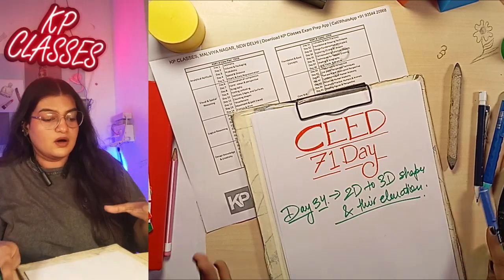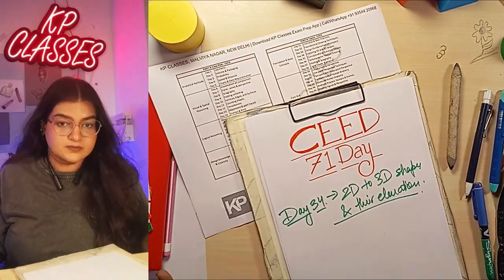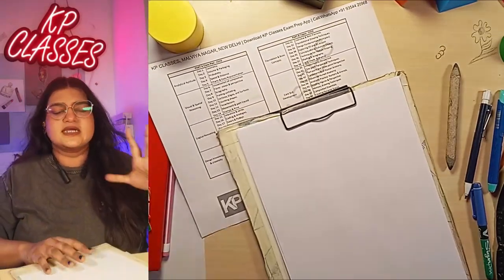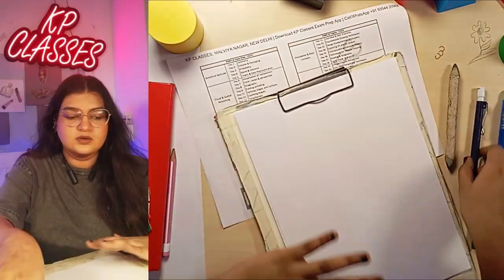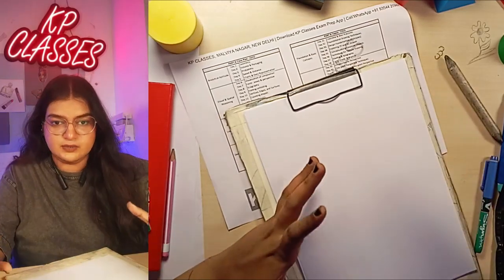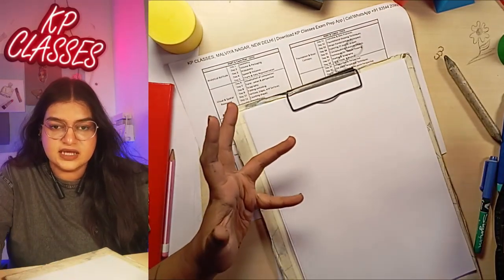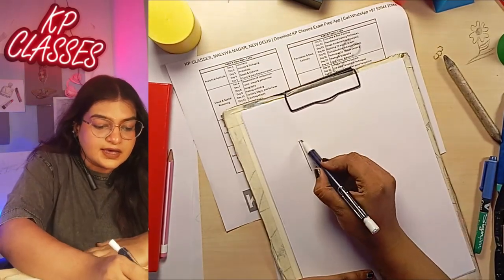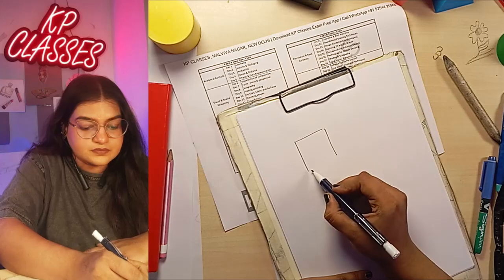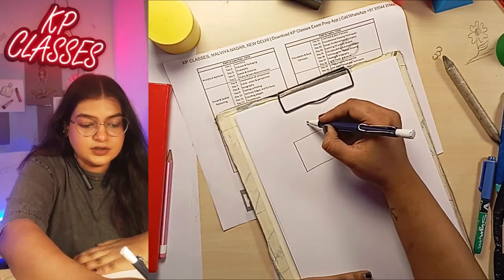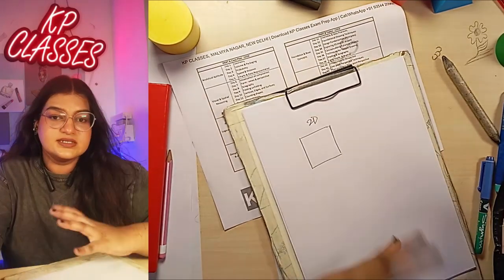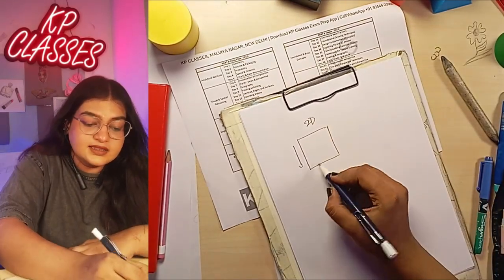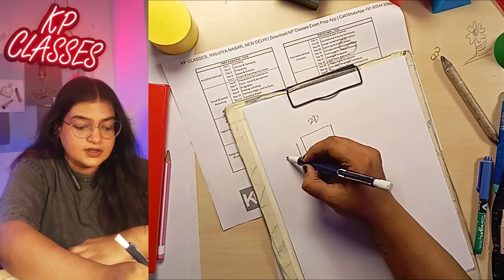Of course, we all know how to make 2D shapes, right? Whenever I talk about 2D shapes, let's get into a little technicality of it. What is a 2D shape? As the name suggests, it is two-dimensional. If I draw a square, this is our 2D shape. Why do we consider this a two-dimensional shape? Because it has length and width.